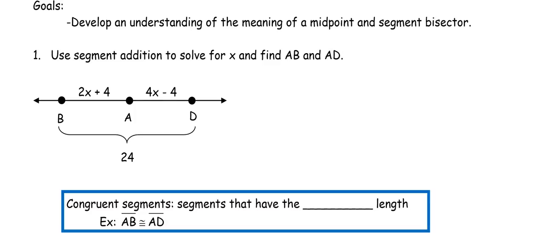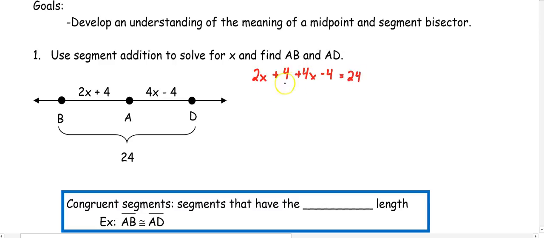This video is about developing an understanding of the meaning of a midpoint and a segment bisector. So first let's look at number one: use segment addition to solve for x and find AB and AD. We have two pieces here that we're going to add together for segment addition. 2x plus 4 plus 4x minus 4 is equal to the entire length, which is 24.